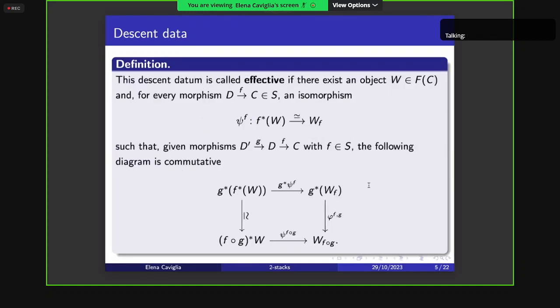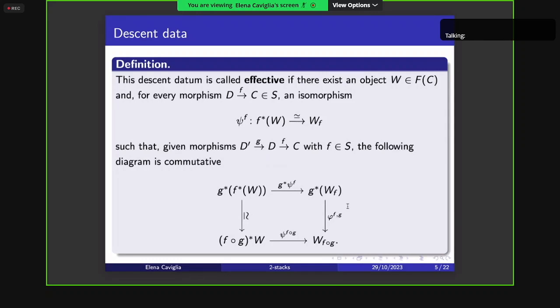Moreover, we say that a descent datum is effective if we can find an object W in the image of C this time, and the sieve is on C, that allows us to recover all the local assignments that we have, in the sense that for every F in the sieve, the descent along F of this object W is up to isomorphism W_F. And also these isomorphisms that we give are compatible in the sense that if we have a morphism G, we have the following commutative diagram.